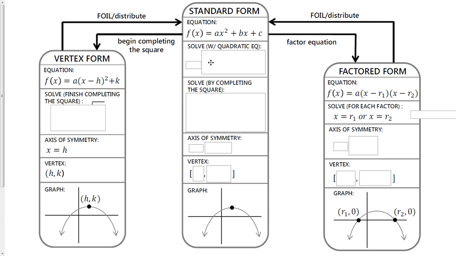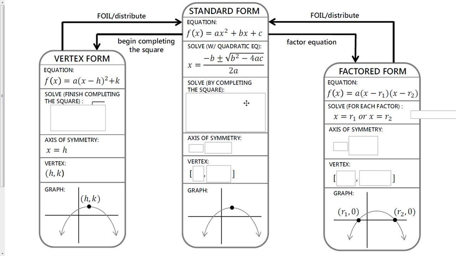When you're in standard form, neither the vertex nor the solutions or roots are particularly easy to find, but there are handy formulas that allow you to do both. So let's go ahead and start with the quadratic equation. Whenever you're in standard form, you can use that big ugly formula in order to find your roots or your solutions. Negative b plus or minus the square root of b squared minus 4ac all over 2a. Remember to keep your fraction bar all the way across because it is over the entire thing.